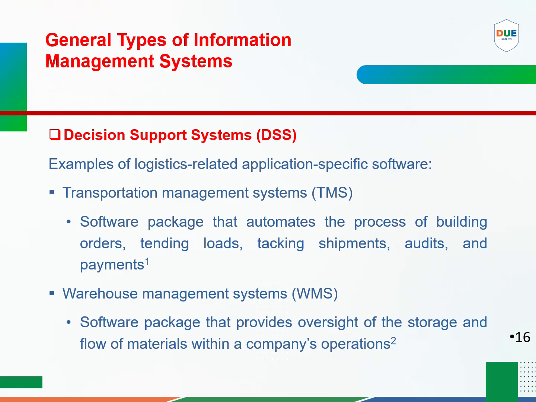A WMS, in contrast, focuses on the storage and flow of materials inside the company's facilities. It manages inventory locations, directs receiving and put away, controls picking and replenishment, and may support value-added services like labeling or kitting. A WMS can increase inventory accuracy, improve picking productivity, and provide real-time visibility into stock. A question to reflect on is, if your organization could implement only one of these systems first, TMS or WMS, which would likely produce the greatest benefit?